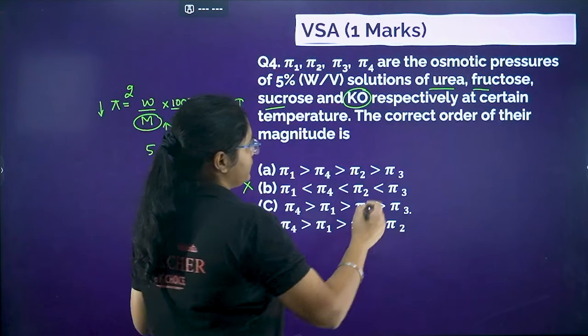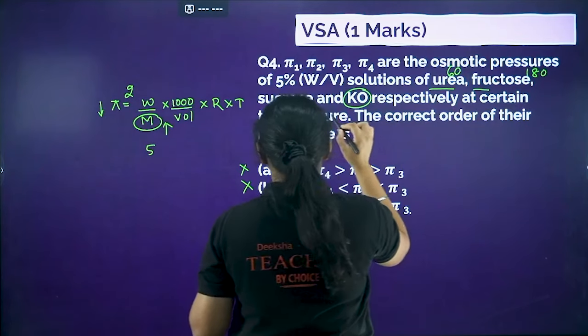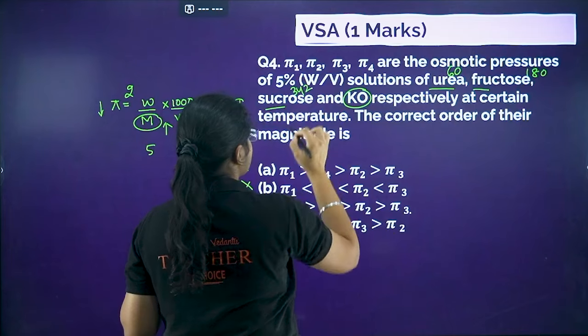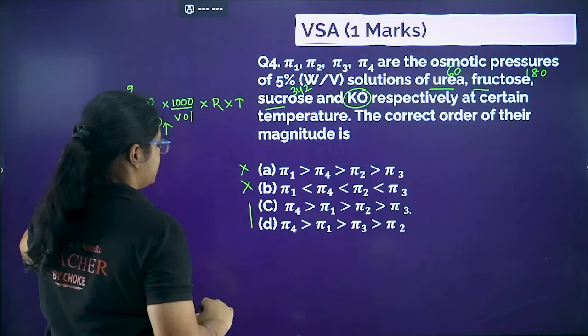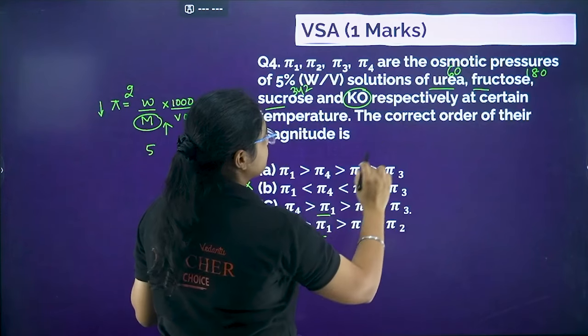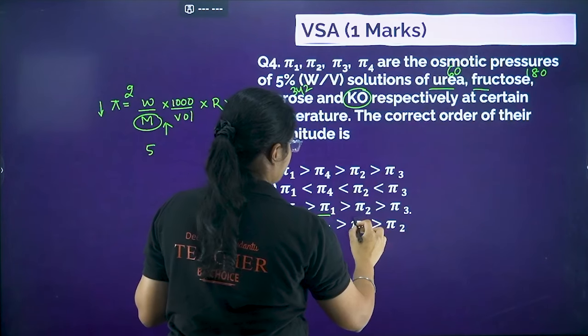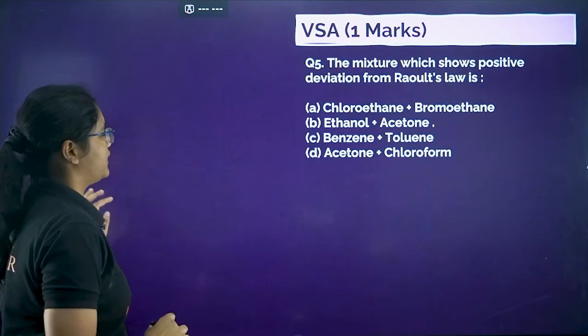Now if you see, urea mass is 60, fructose is 180 and sucrose is 342. So which is the least mass? Urea. So urea will have the highest value. So after pi 4 I should have pi 1, then here also I have pi 1, then I should have pi 2, here also I have pi 2, and lastly I should have pi 3. So option number 3 is the correct answer.